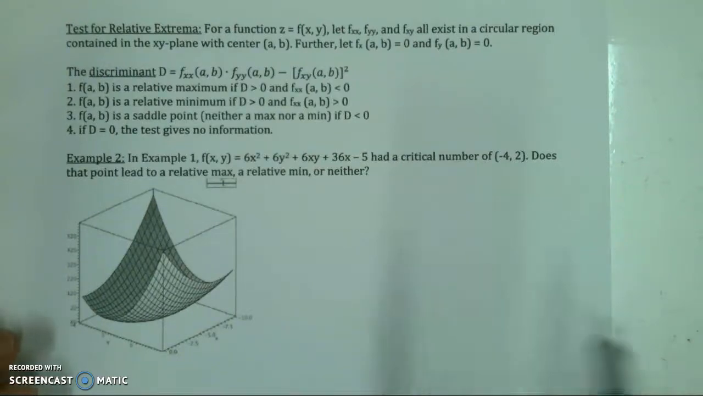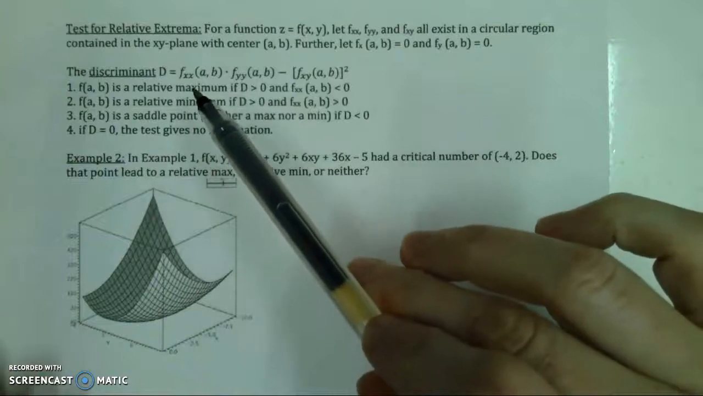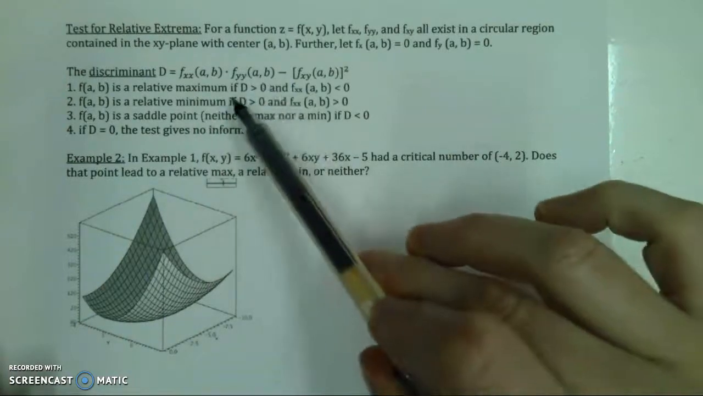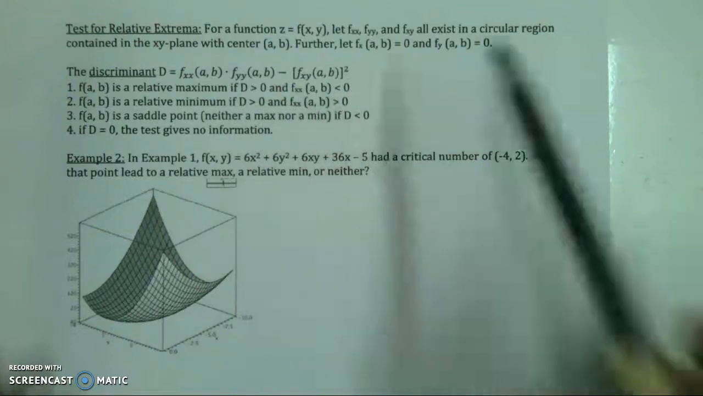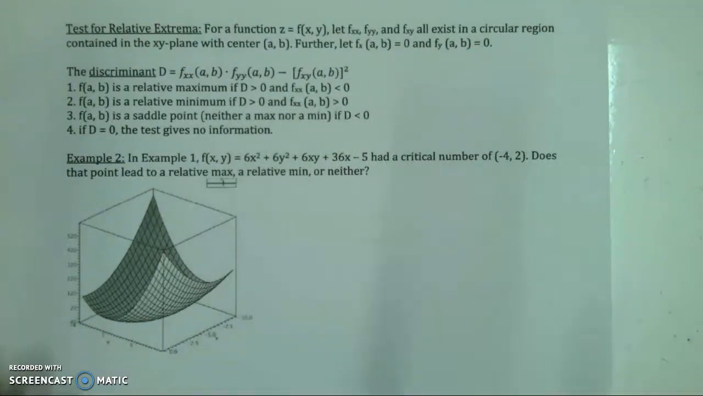So, to do this, we're going to find something called the discriminant, and we're going to use a capital D there. It's fxx times fyy minus fxy quantity squared. So we will have to find those three second-order partial derivatives.